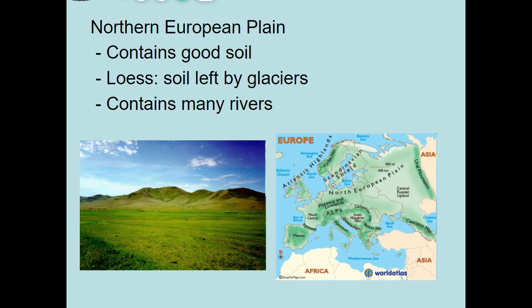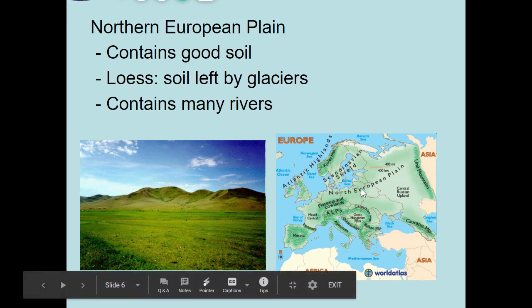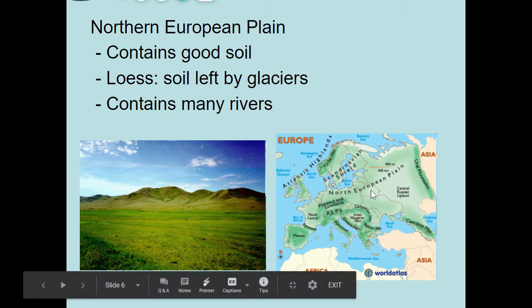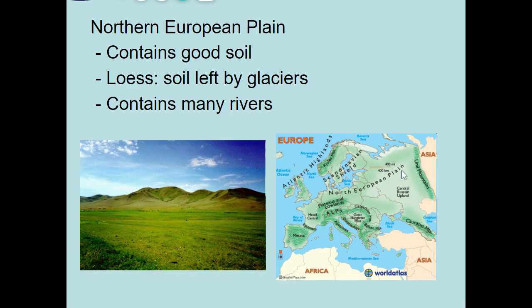Okay, so now the Northern European Plain. It is located right here throughout the top of what we would call Western Europe, across the central part of Europe and into Eastern Europe. It contains very good soil. It has something called loess, which is a word that was created by the Europeans. Essentially, it just means that the soil is left behind by glaciers. So the soil was naturally turned and tilled by glaciers that moved throughout the continent.